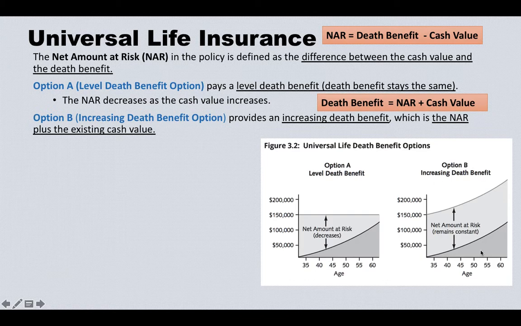Then option B here is the increasing death benefit option. You can see here the death benefit increases, and the net amount at risk will stay constant. When the net amount at risk stays constant and your cash value increases, your death benefit will increase as well. So you can see the death benefit is increased, and your net amount at risk stays the same. So this is option B.